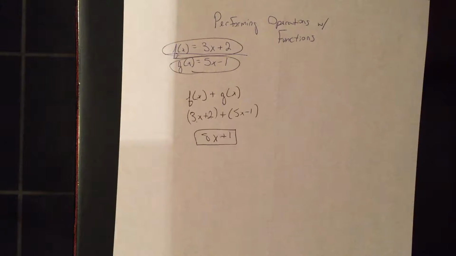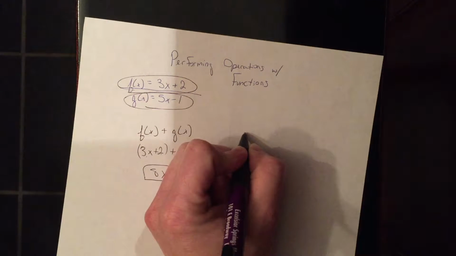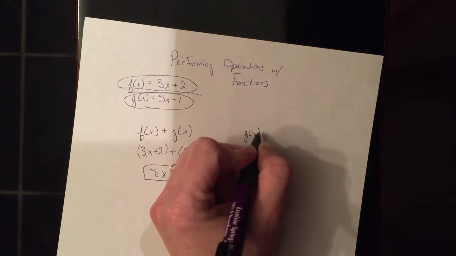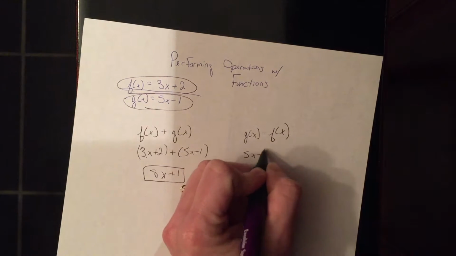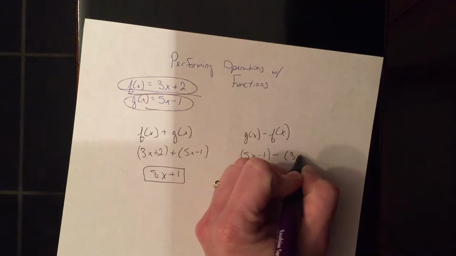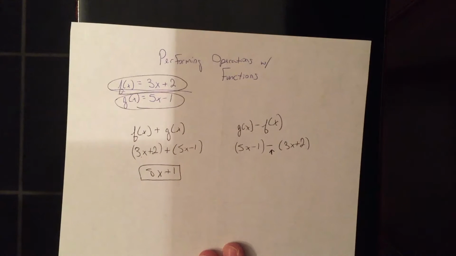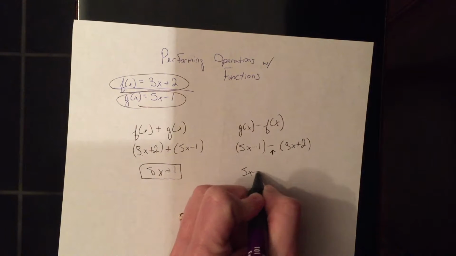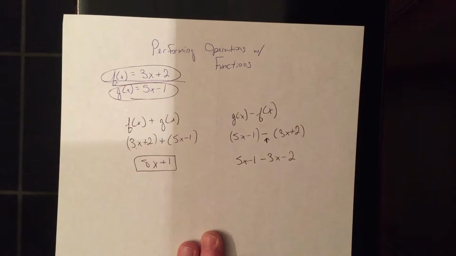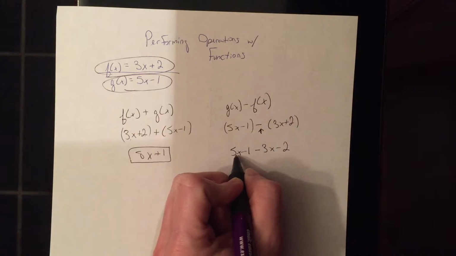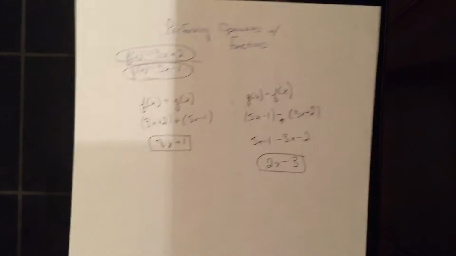So let's go through each of the operations. We just added, now we're going to subtract. Let's switch it up a little bit. Let's say g of x minus f of x. So I'm going to take 5x minus 1 minus (3x plus 2). Don't forget to distribute that negative sign. So I have 5x minus 1 minus 3x minus 2. Notice I'm changing all the signs there. So in this case, I have 5x minus 3x, which is 2x, and then minus 3 for my answer.